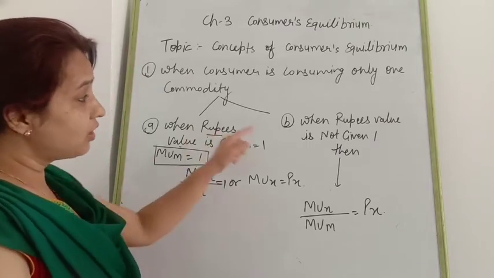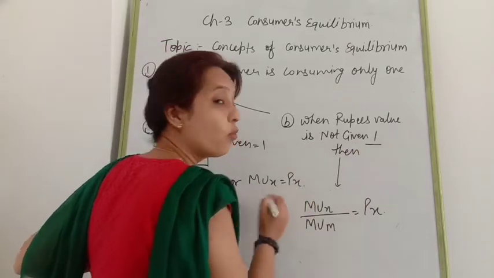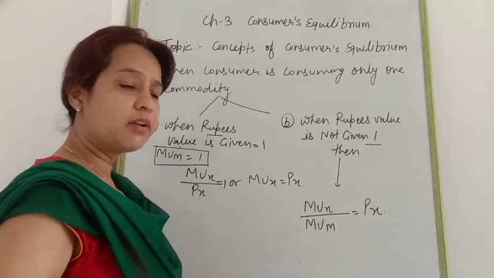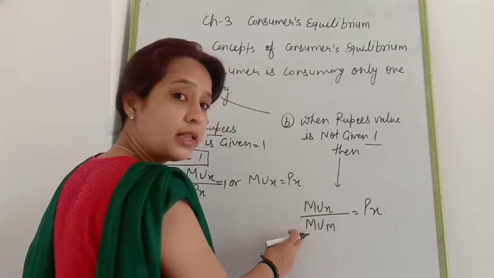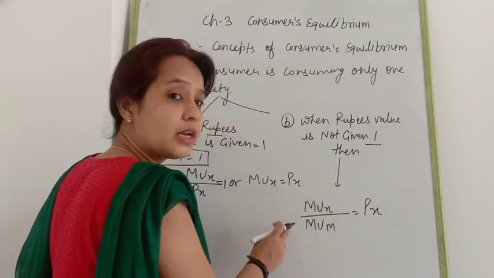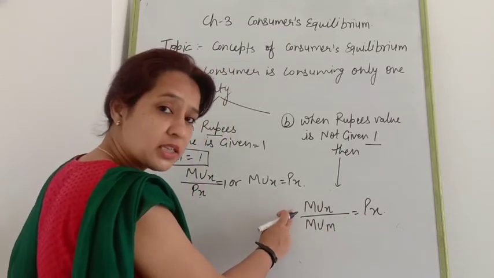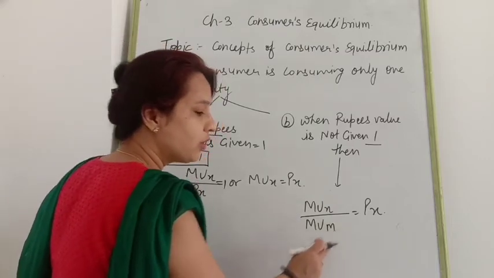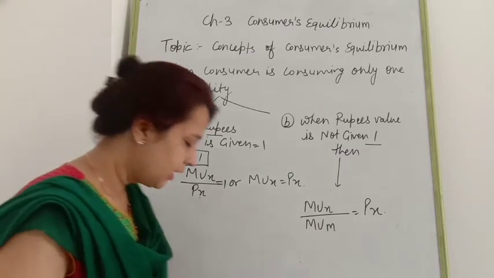Today, we are going to discuss when the rupee value is not given 1. It means except 1, when it is given some other value of the rupee, then we are going to apply this formula to get a consumer equilibrium, that is MUX divided by MUM equal to PX. MUX means marginal utility of X commodity, divided by marginal utility of money, equal to PX, which I am going to explain to you with schedule and diagram.